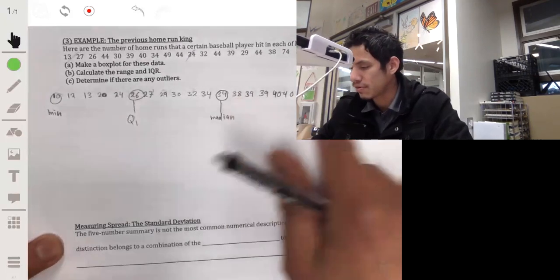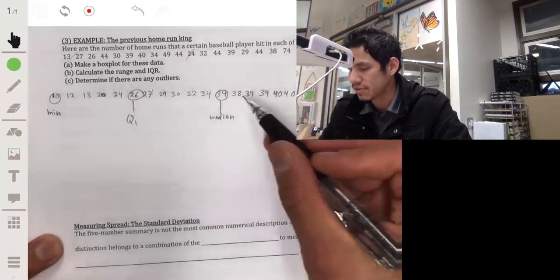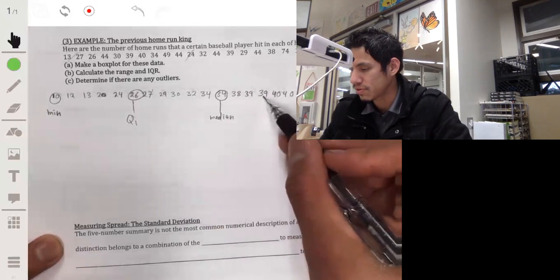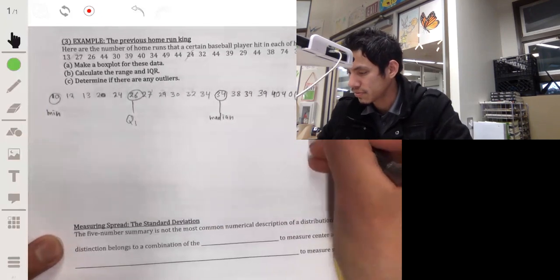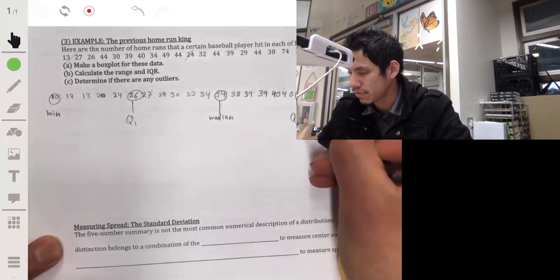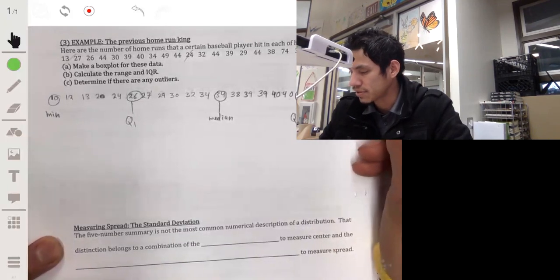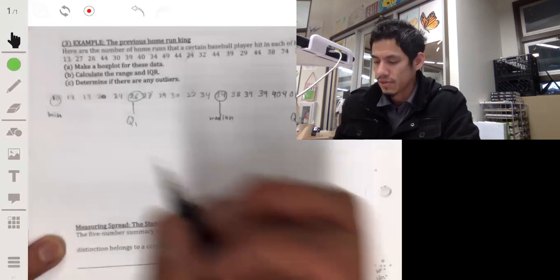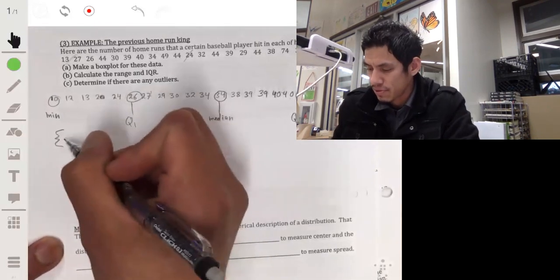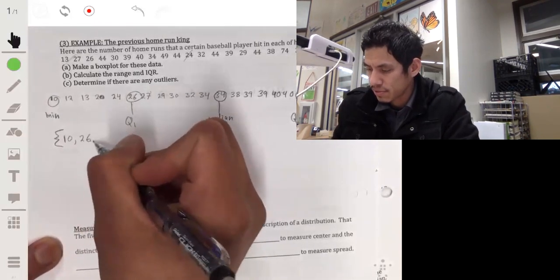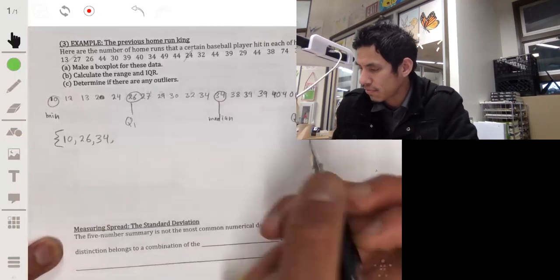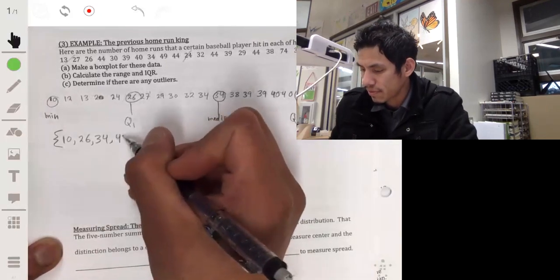And then our Q3 will be the middle of these 11 values. So it'll be the 6th one. 1, 2, 3, 4, 5, 6. So this will be our Q3. And our maximum will be 74. And so our 5-number summary is 10, 26, 34, 44, and 74.